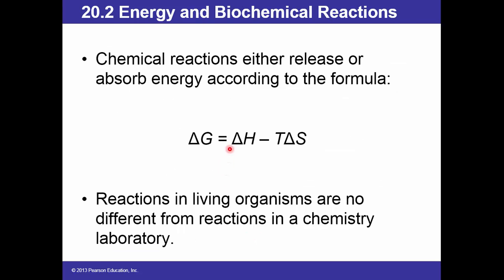Now, chemical reactions either release or absorb energy according to the formula: delta G is the free energy change, delta H is the enthalpy of the reaction, T is the absolute temperature, and delta S is the change in the entropy of the system. Reactions in living organisms are no different from reactions in a chemistry lab.